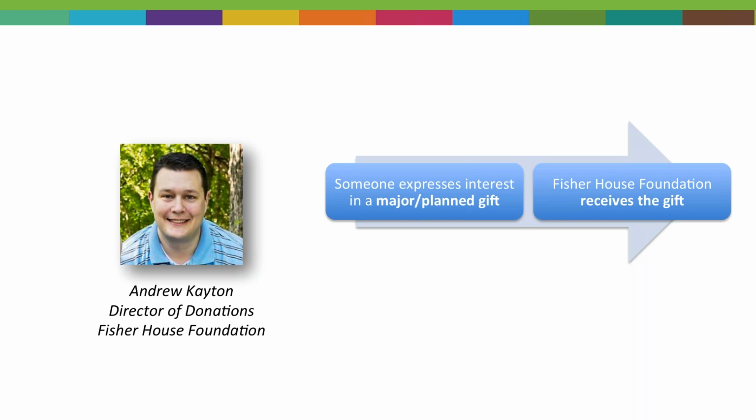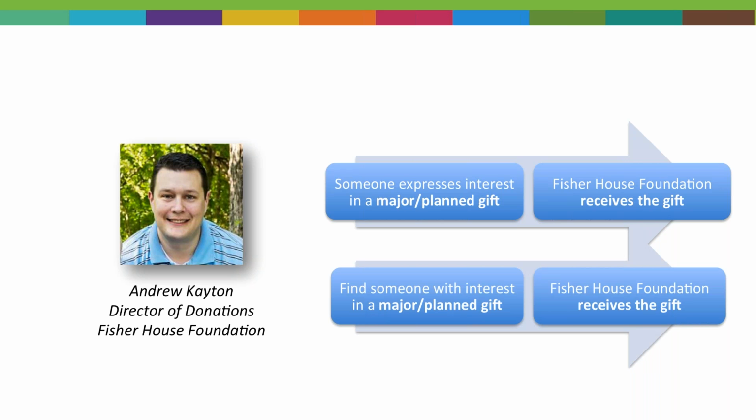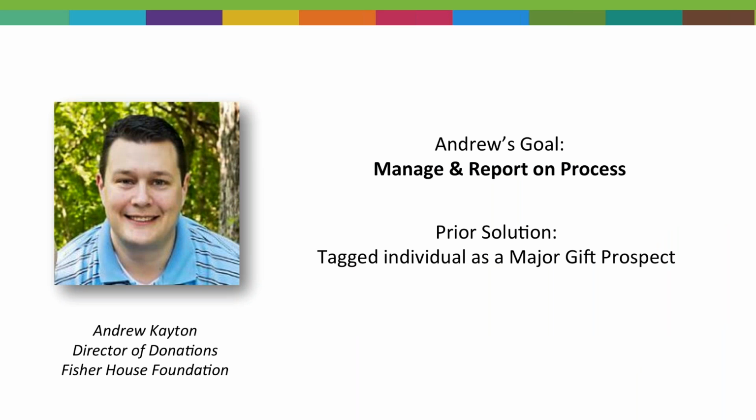So again, what we're looking at is a process. In Andrew's case, someone expresses interest in a major planned gift, and then Fisher House Foundation receives the gift. Some of you are looking at a little bit of a longer path where you're looking to find someone with potential interest in a major planned gift. And then probably in your case, Fisher House Foundation won't receive the gift, your organization will. But you'll want to be able to manage that, and you certainly can.